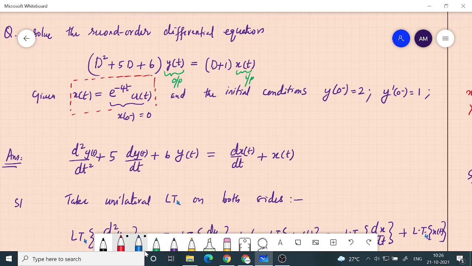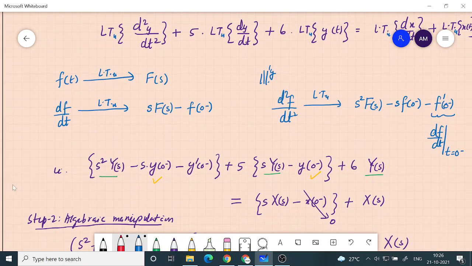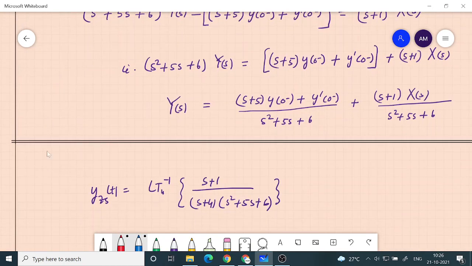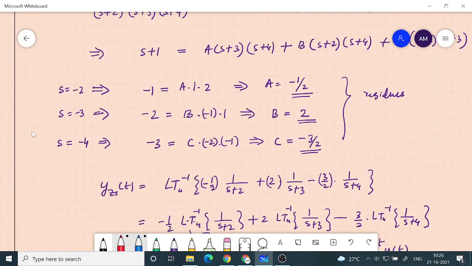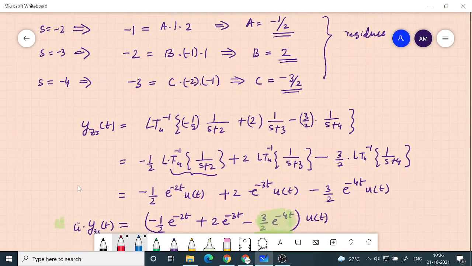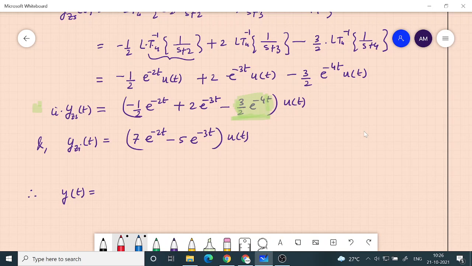So if this is the input, there will be a component of the response which is because of that input. That term is already present, e raised to minus 4t u of t. That term is already present in the final zero state response. But there are some additional terms also. That is why I was commenting that they are natural terms. You see that, okay, this is understandable.